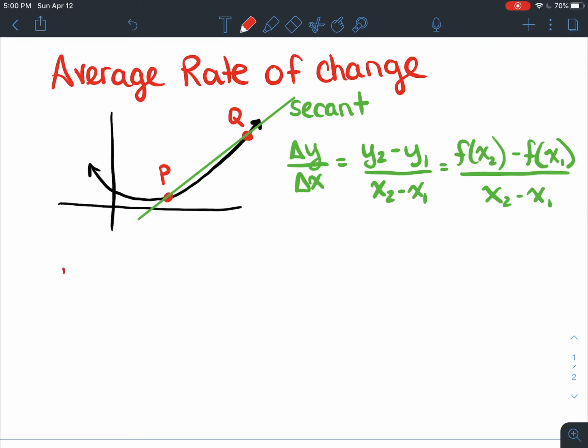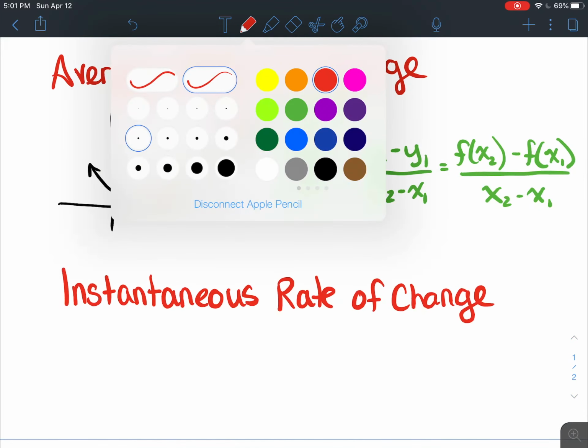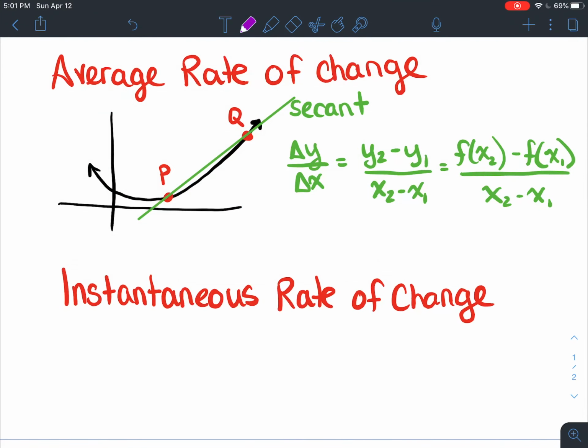Okay, versus, let's say we wanted to find the instantaneous rate of change. We've never learned that. So the instantaneous rate of change is the rate of change at 1 point on the graph. So let's say we took this exact graph that I already drew, but we wanted to find the instantaneous rate of change at point P. So instead of a secant, we would draw a tangent line to the curve.